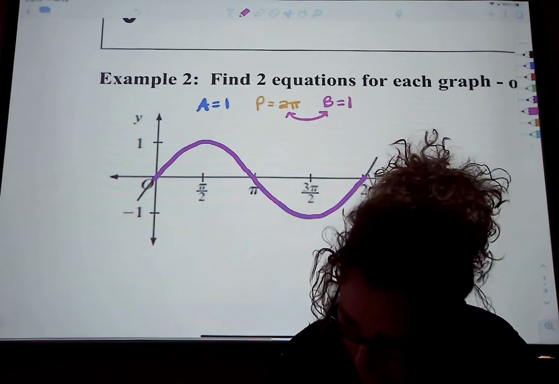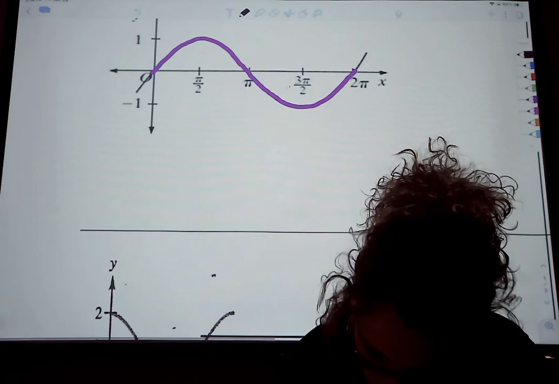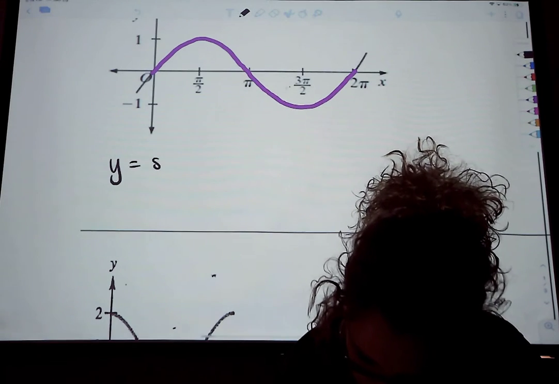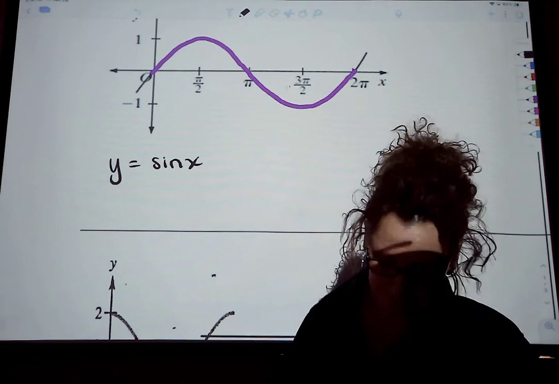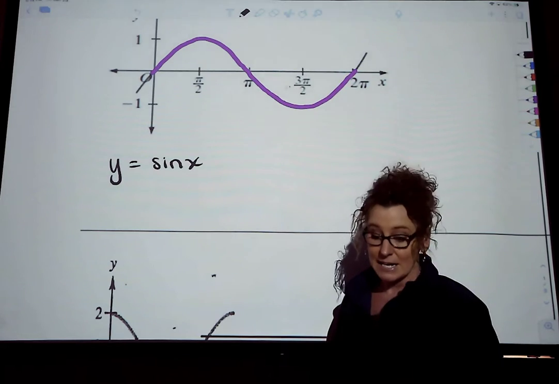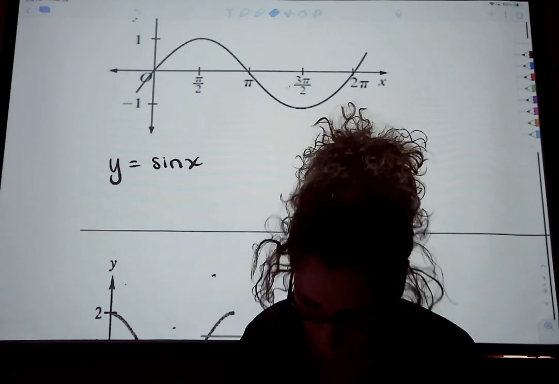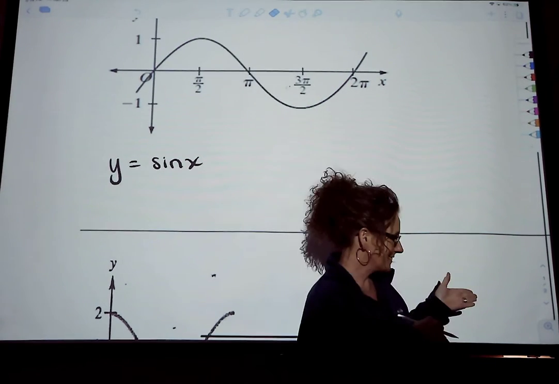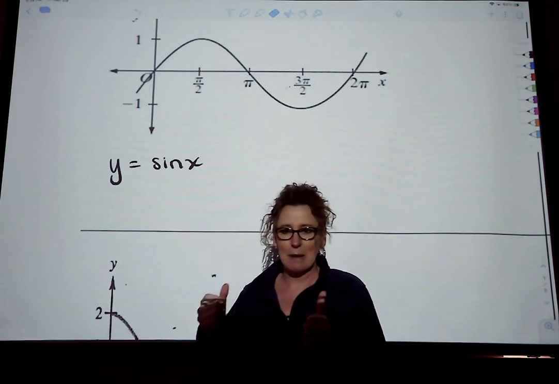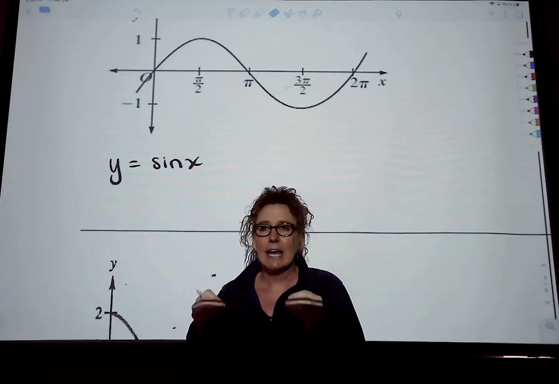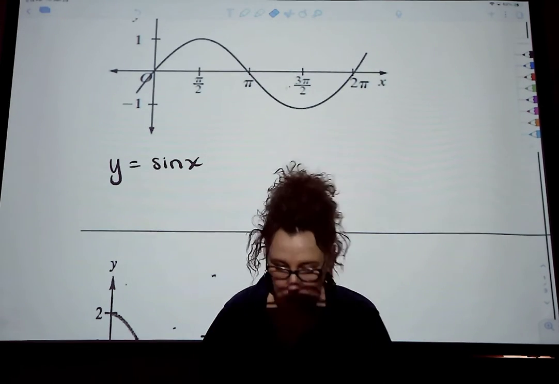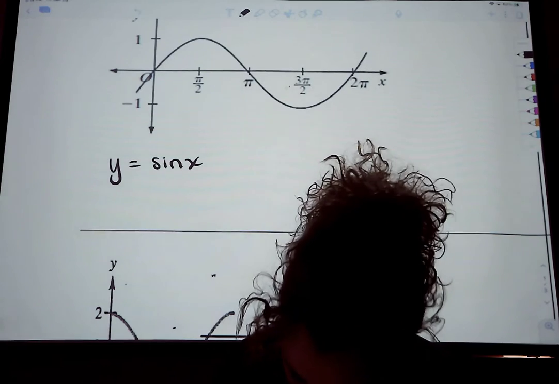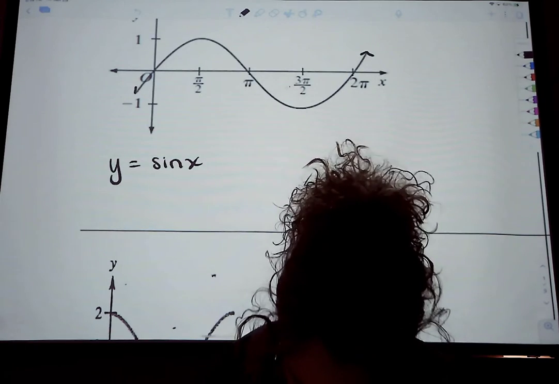So I'm going to write a sine equation. Here I go. Y equals sine x. Now, look away for a minute. Come back to it. Can you, and remember this goes on forever, right? It's got arrows on the end.